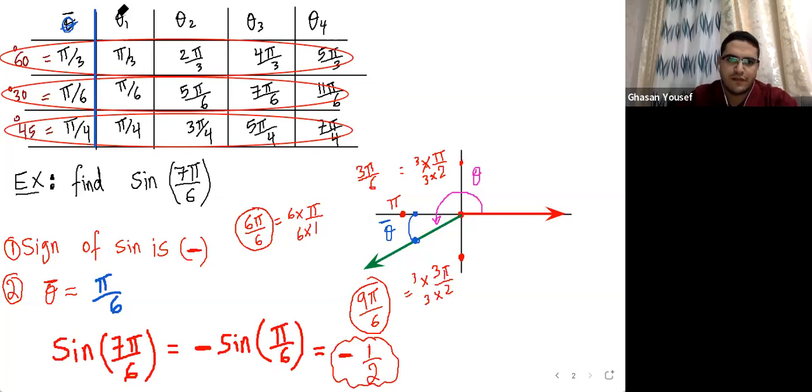So if I'm being clear, all we have to do is find if it's negative or positive, then the reference angle, and just solve it. Yes, that's it. Two steps.